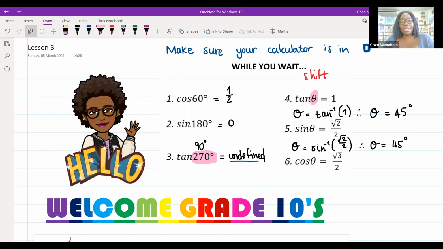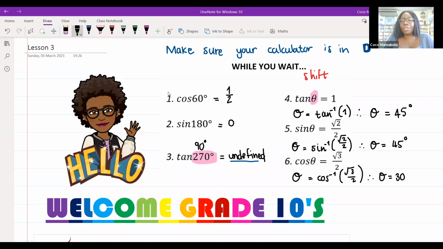Okay. I see everybody saying that number 6 is 30 degrees. Very, very true. I'm going to write here: theta is equal to arc cos, or shift cos, of √3/2. And therefore, theta is equal to 30 degrees.